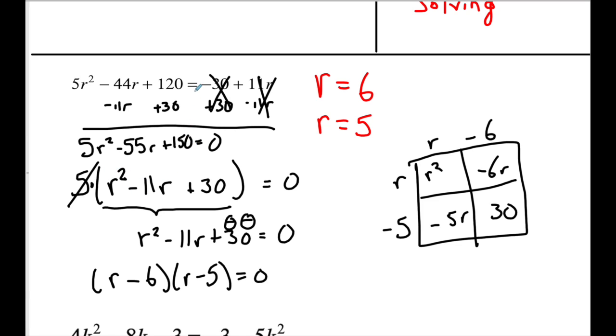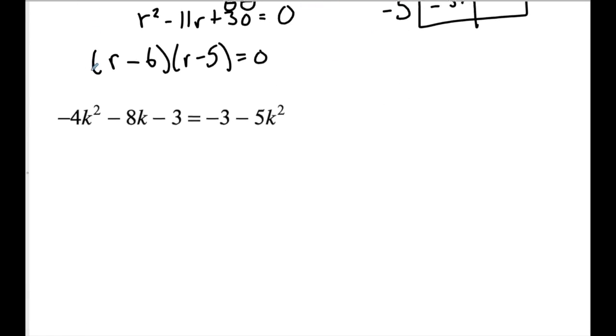And negative 30 plus 30 is 0. Okay, if I find two solutions, because I know my biggest power of r is 2, I know that there is not possibly going to be any more solutions than that. All right, moving on down to my next one.